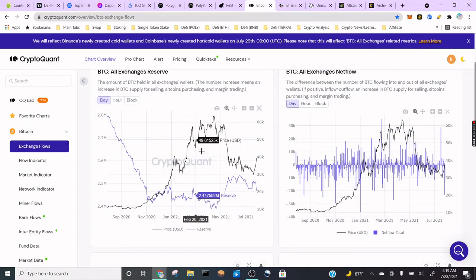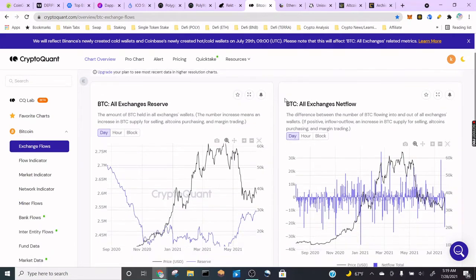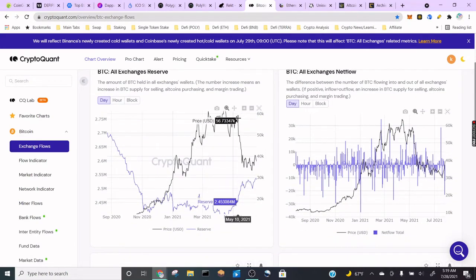Okay, so CryptoQuant has the Bitcoin exchange overview. It's the flow of money in exchanges transferred to and from the exchange wallets to evaluate investors' behavior. That's what they're saying here. It's basically when there's more money in the exchange, as you can see the reserve right here and the price. So when Bitcoin was really high, right? What is this? The 60 when it peaked, 63,000. Look, if you look down there, 2.41 million in reserve. That's how much Bitcoin was in a reserve, so in an exchange.